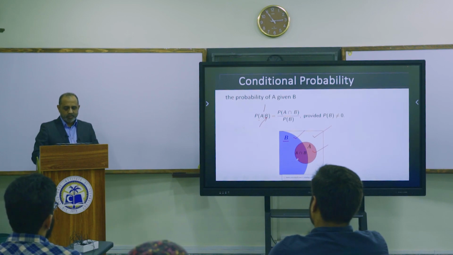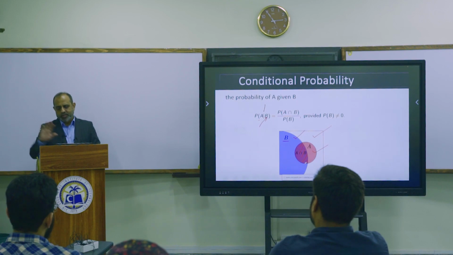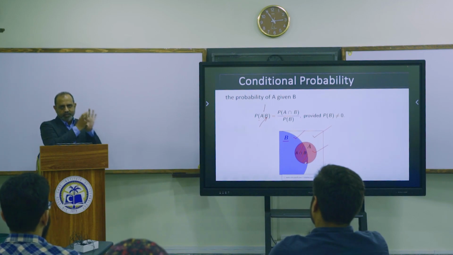And there may be other factors. You say, okay, so I am only, because A has happened, so my probability of A given B is left to this much. Because the other part is not even there now. Okay, my sample space is reduced to B. And a very little part of B is A.